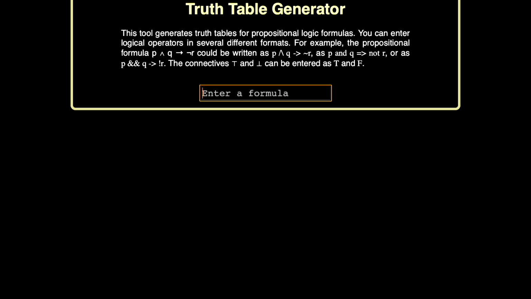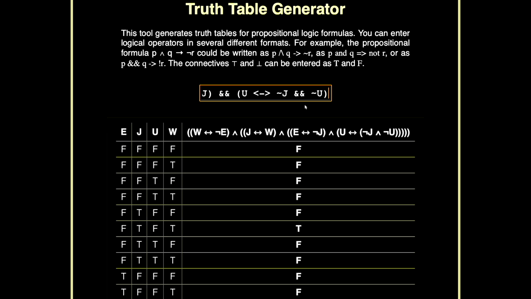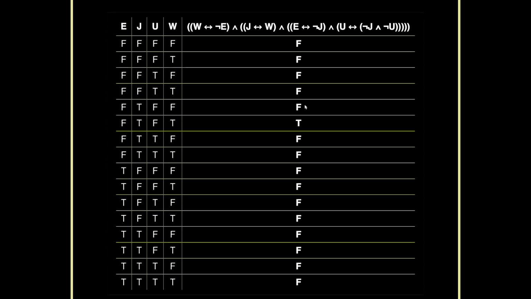Basically, don't worry about it too much. It's just so that it is the right sentence to put into the truth table generator. Okay, so if we copy that sentence and we put it into our truth table generator, we get this truth table, okay? There's 4 different letters, so we're going to have 16 lines in our truth table.